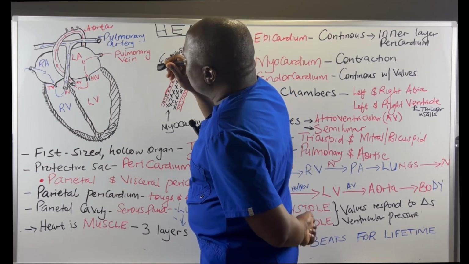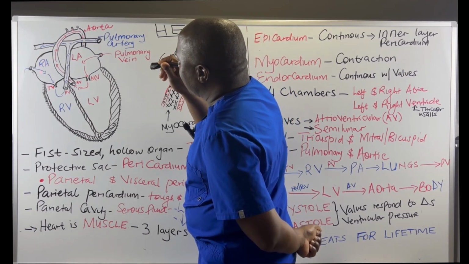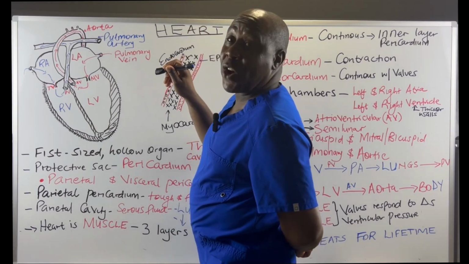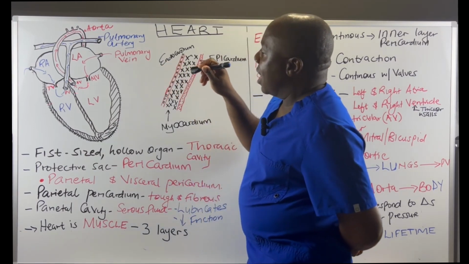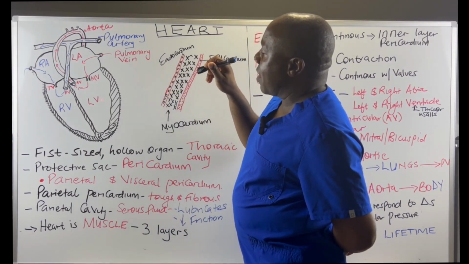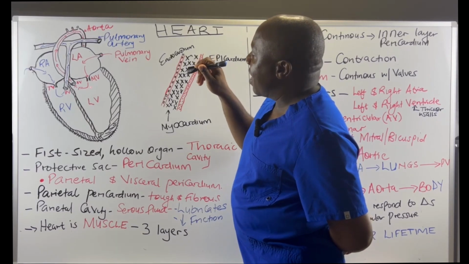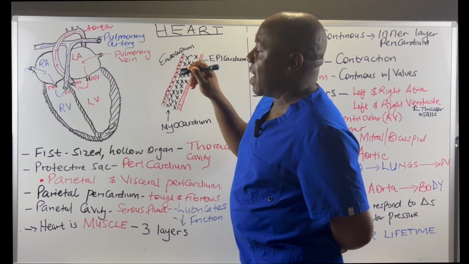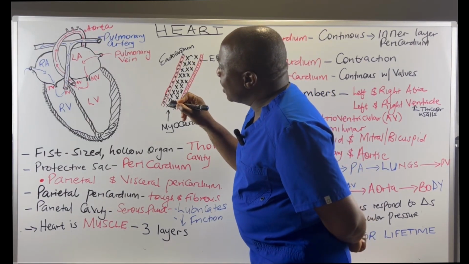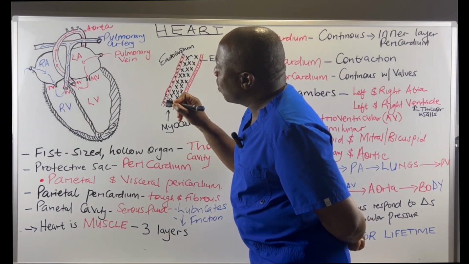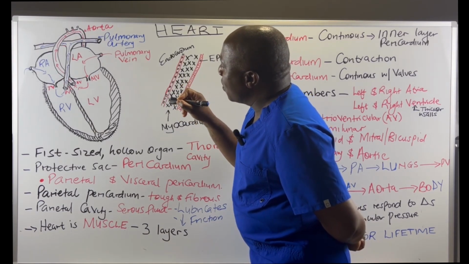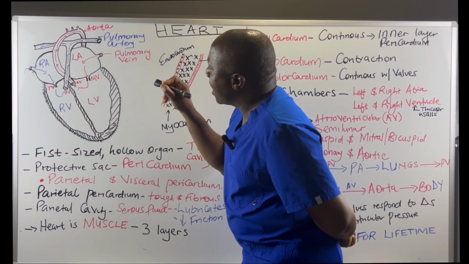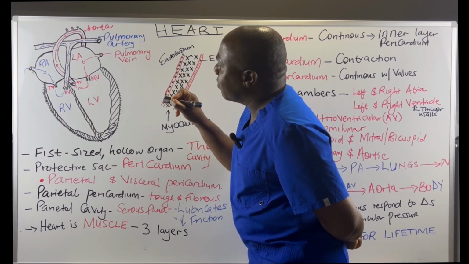So on our diagram here, the AV valves are between the atria and the ventricles. Between the right atrium and the right ventricle, we have a valve referred to as the tricuspid valve. And between the left atrium and the left ventricle, we have a valve referred to as the mitral valve or the bicuspid valve. At the entrance of the pulmonary artery, we have the pulmonary valve, and at the entrance of the aorta, we have the aortic valve.